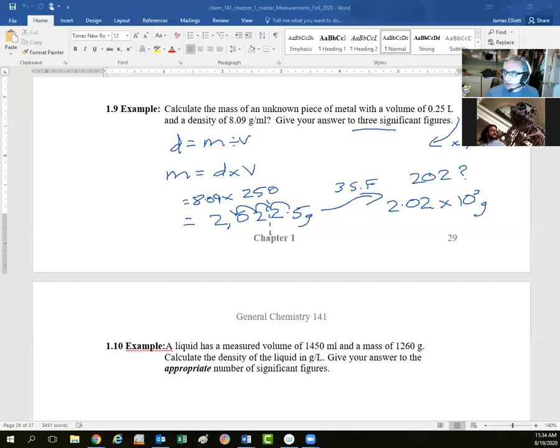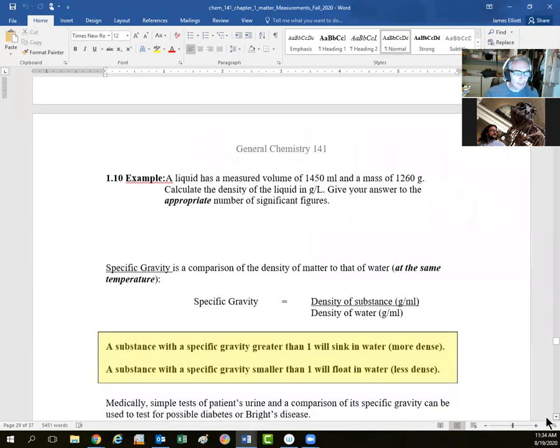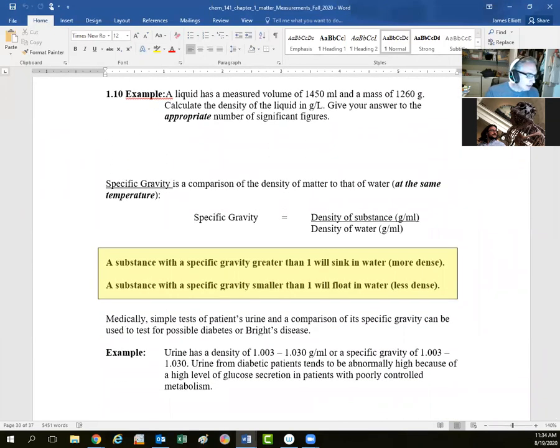15 people. We had 19 people when we started. Some people sneaking off. Shame. Shame. Last one. 1.10.